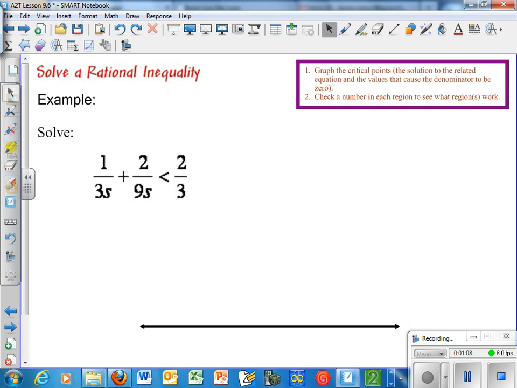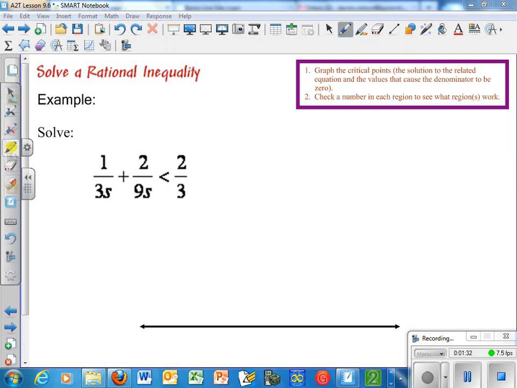All right. So solving a rational inequality. Notice, similar to a rational equation, we've got variables in the denominator. Sometimes you might have a variable on top as well. We've got an inequality sign, a less than sign in this example. Now, I have a couple steps listed here that are different from rational equations.